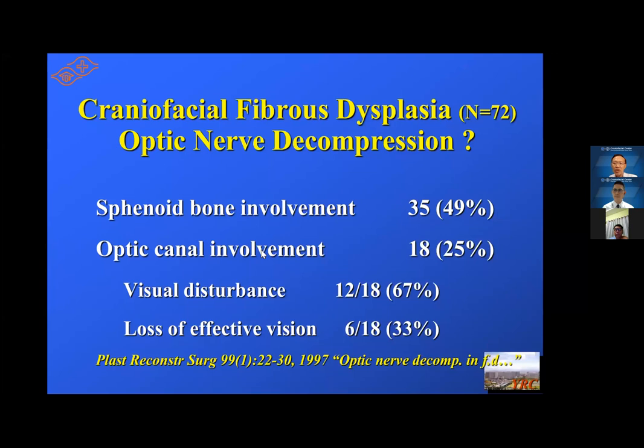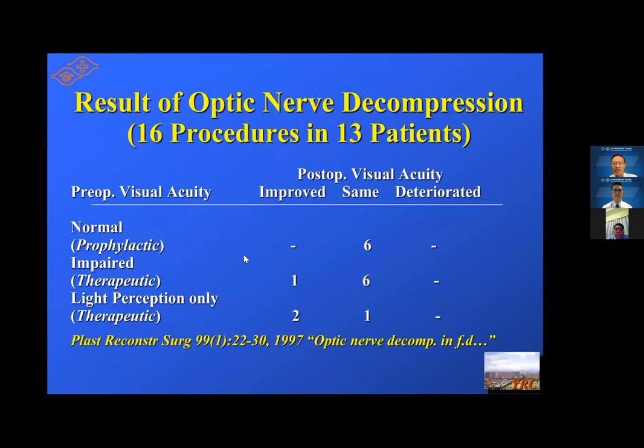So we try to do decompression when we do cranial orbital reconstruction. And at the same time, if the patient has a lesion around the frontal orbital area, we try to do so-called prophylactic optic nerve decompression. And the result is that if the neurosurgeon is skillful, we can preserve the vision, and in some patients, we do have improvement of vision.